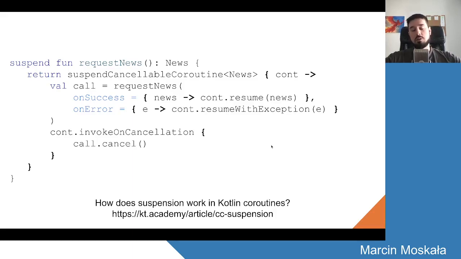If there is a way to cancel your callback function, the best practice is to also set invoke on cancellation, which is covered in the cancellation chapter, and specify and cancel your call. Why do we do that?